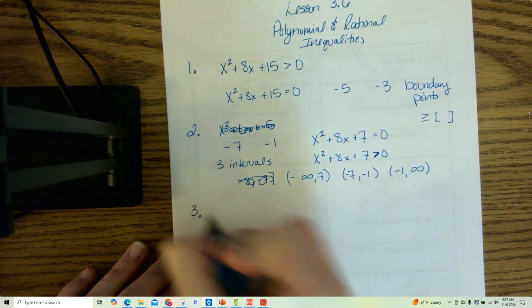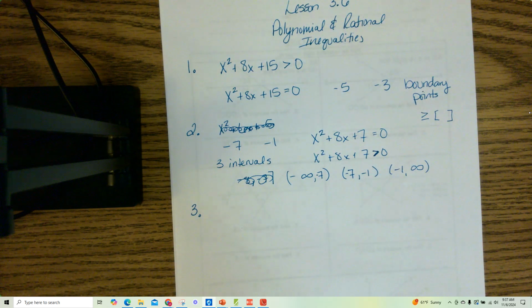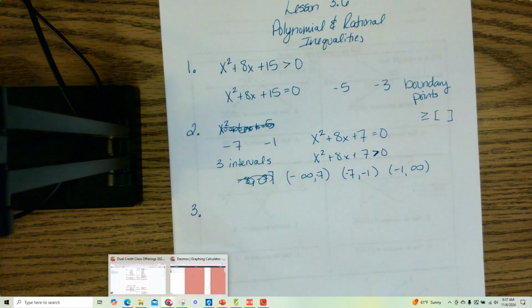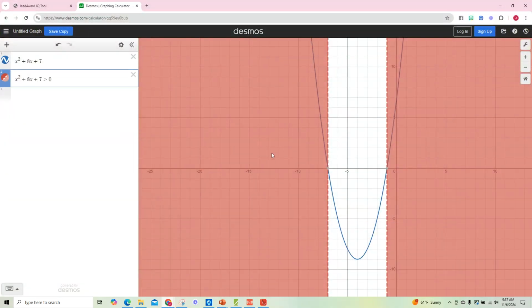Okay, so where are we? So on the graph, what are we looking for? See where mine is shaded here? The red goes all the way to negative infinity, and then it stops at -7. The unshaded area goes from -7 to -1. Those are the x-intercepts of the quadratic. And then the other shaded area is from -1 to positive infinity. So you've got those three intervals that you could be in in terms of your x value.